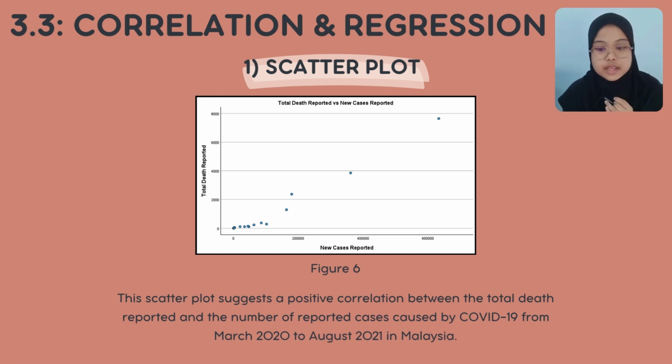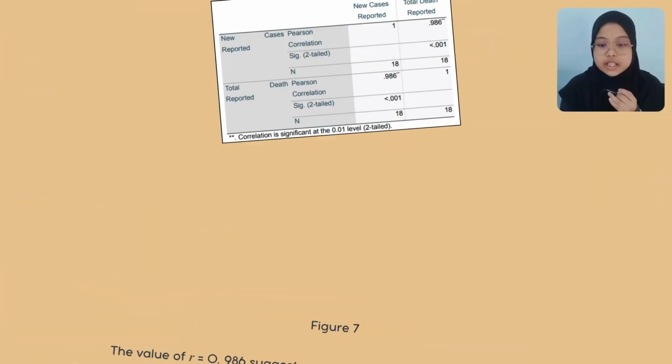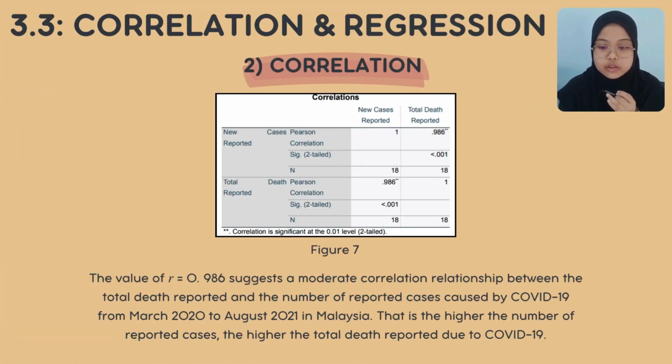This scatter plot suggests a positive correlation between the total death reported and the number of reported cases caused by COVID-19 from March 2020 to August 2021 in Malaysia. Secondly, for the correlation part, the value of R equals 0.986 suggests a moderate correlation relationship between the total death reported and the number of reported cases caused by COVID-19 from March 2020 to August 2021 in Malaysia. That is, the higher the number of reported cases, the higher the total death reported due to COVID-19.